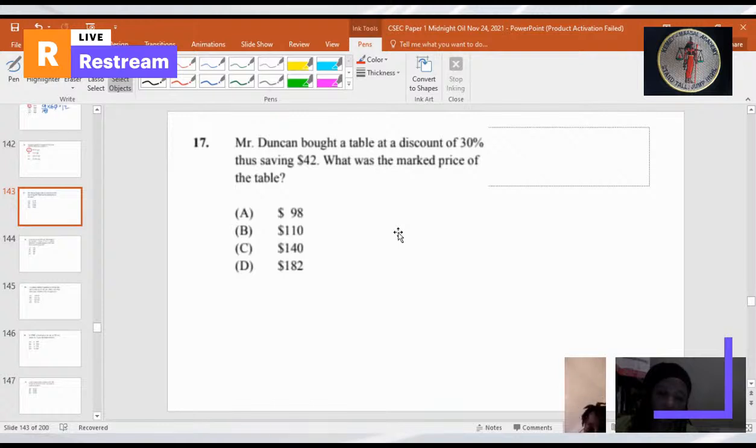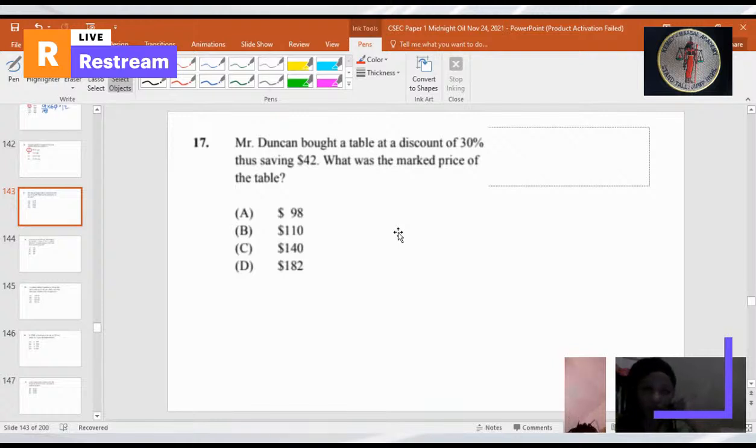Oh yes, miss, it would be more, since he got a discount, right? Yes, miss. So he got a discount. Oh, so the $42, I'm reading it wrong. The $42 is the discount. Yes, miss, I was reading it wrong a while ago. Okay. So he bought a table at a discount of 30%, thus saving $42.